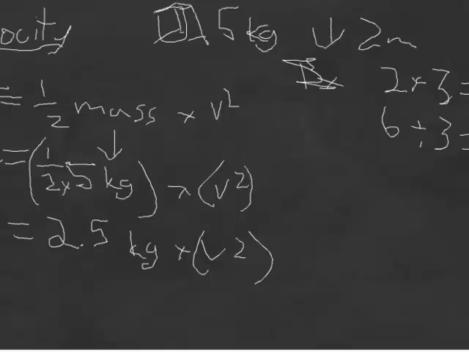So we have velocity to the power of 2 equals, because that's what we're trying to find, 98.1 joules divided by 2.5 kilograms. That's a G. I'm very sorry.